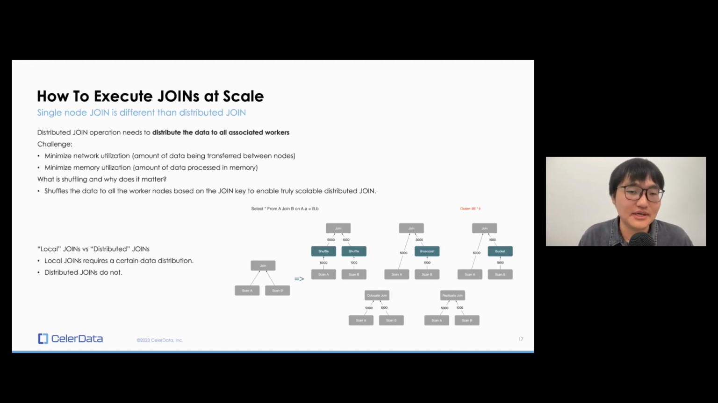A local join requires a certain data distribution, so during the join operation, you don't need to move the data around, right? And a distributed join does not require a certain data distribution beforehand, and you move the data on the fly during the join operation, right?